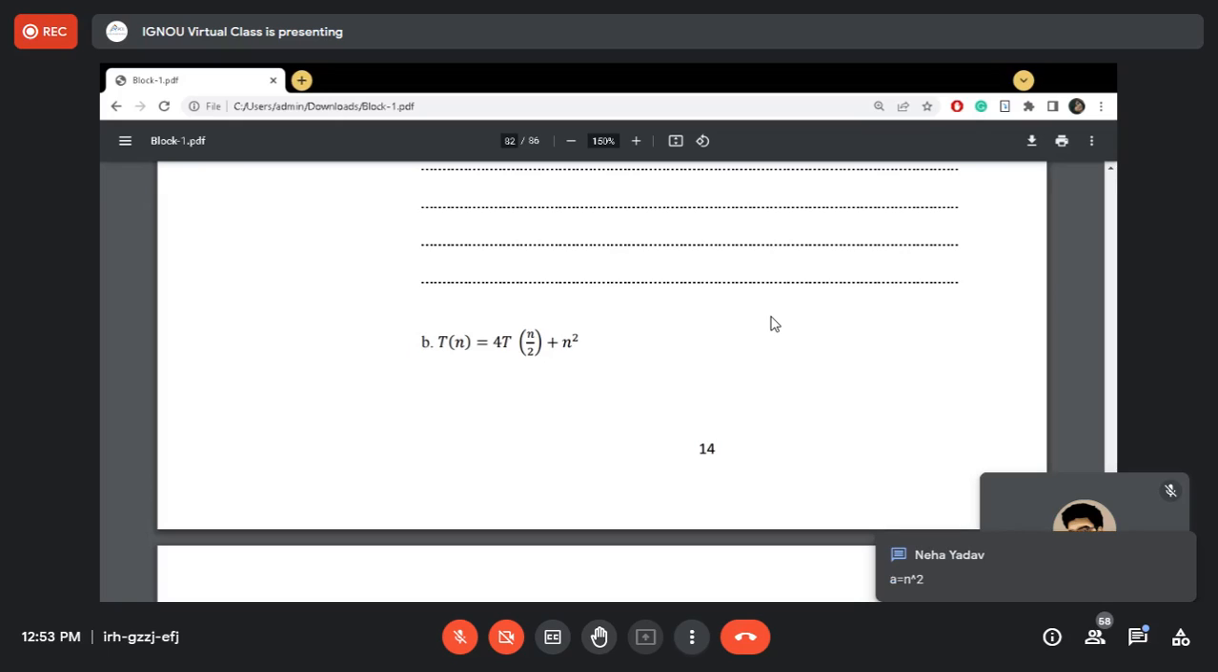Here a is equal to 4, b is equal to 2, and F(n) is equal to n squared. So after applying the master theorem, what will be the value? n raised to the power 4? No.